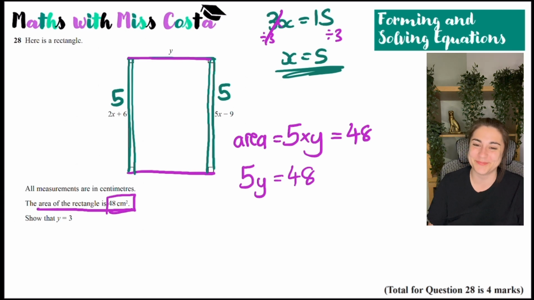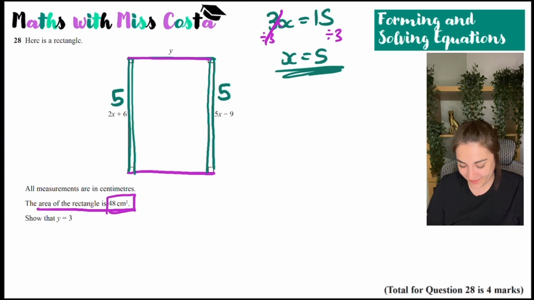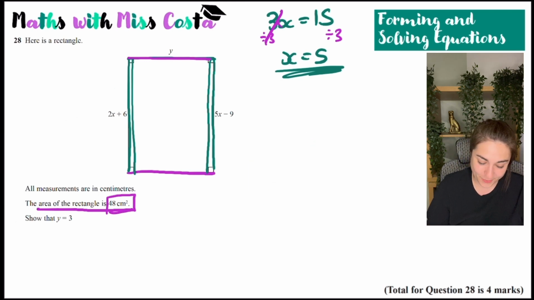oh, sorry. This is why you need to read the question very, very carefully. So of course, the side does not equal 5. I've worked out what x equals. So now I substitute it back into the expressions for the sides. So if x is 5, 2x is going to be 10. 10 plus 6 is 16.